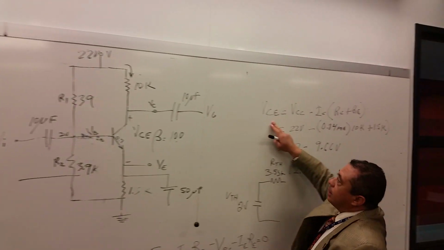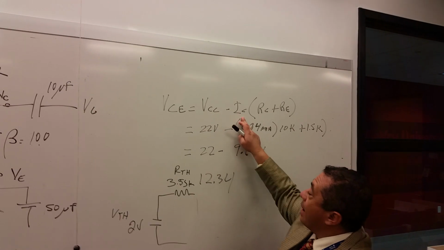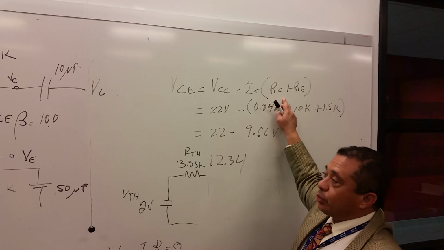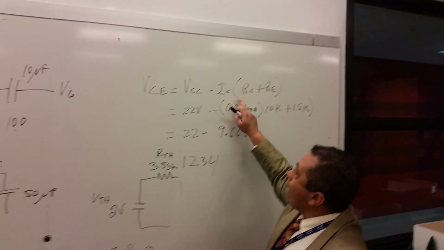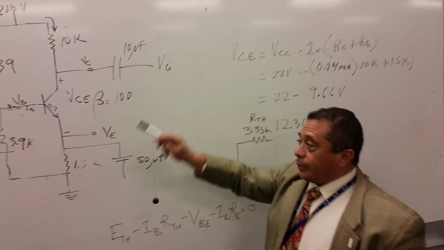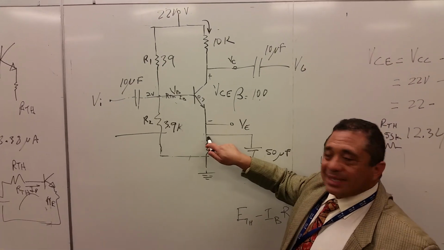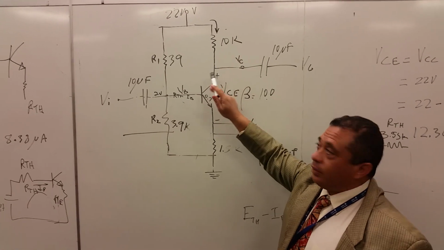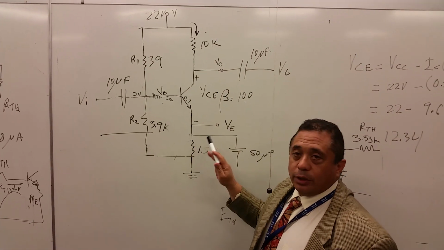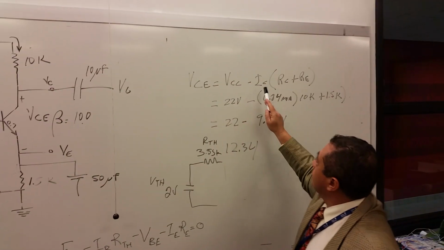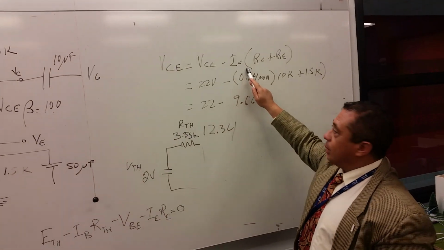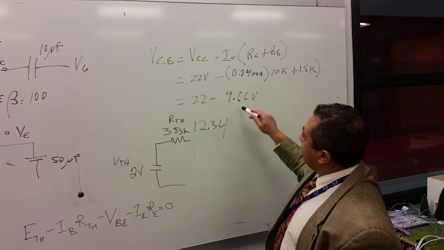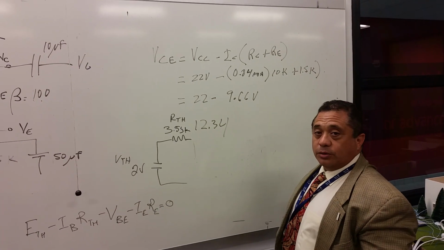Voltage collector-emitter is equal to VCC minus the collector current multiplied by the value of those two resistors. Why can we do it like this? Because the emitter current is very similar to the collector current. There is very little difference between them, that's why we take it as a valid value. And that's how we calculate the voltage collector-emitter, which ends up to be 9.6 volts.